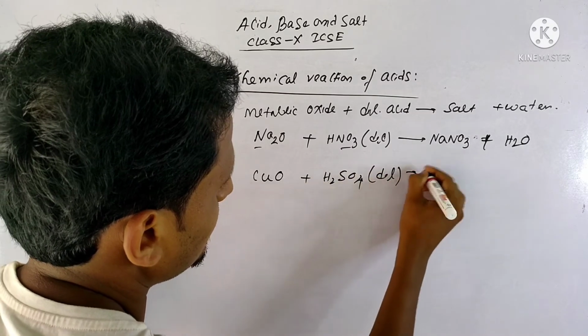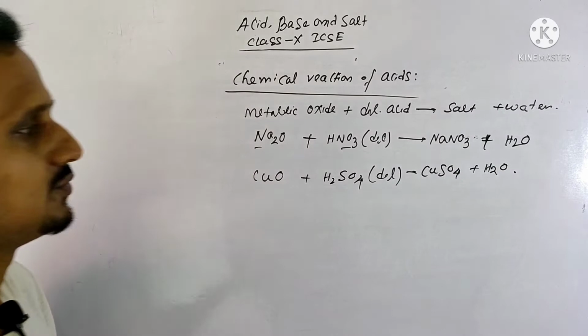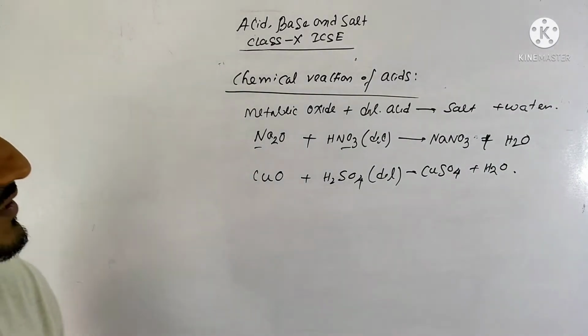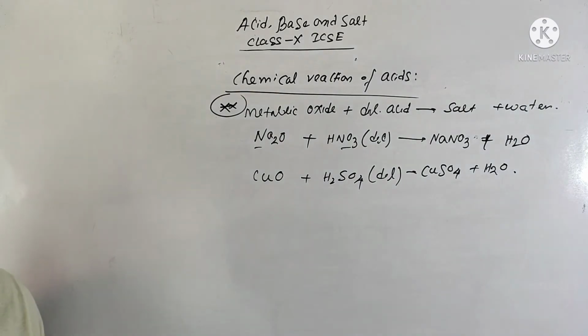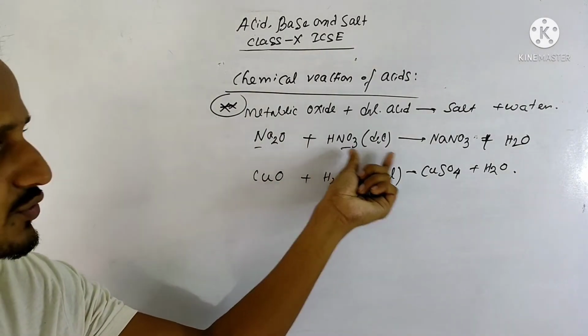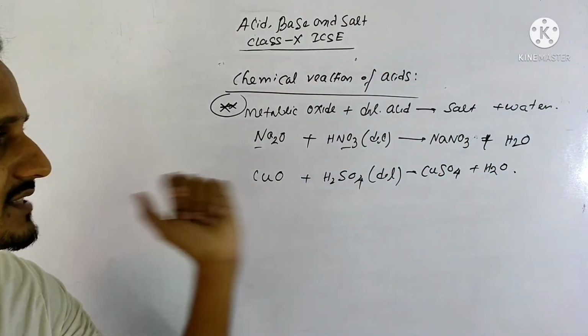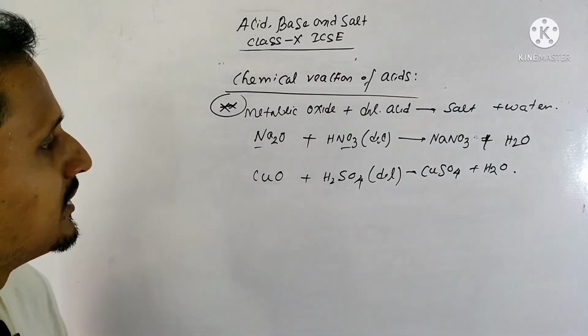Again, another example: copper oxide plus sulfuric acid. What will you get? Copper sulfate plus water. Okay, this is the chemical reaction of acid by this method. So it is clear that metallic oxide plus dilute acid forms salt and water.